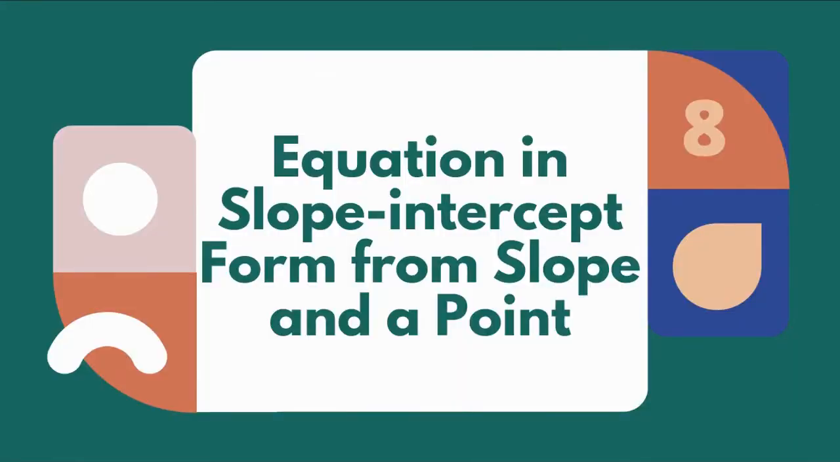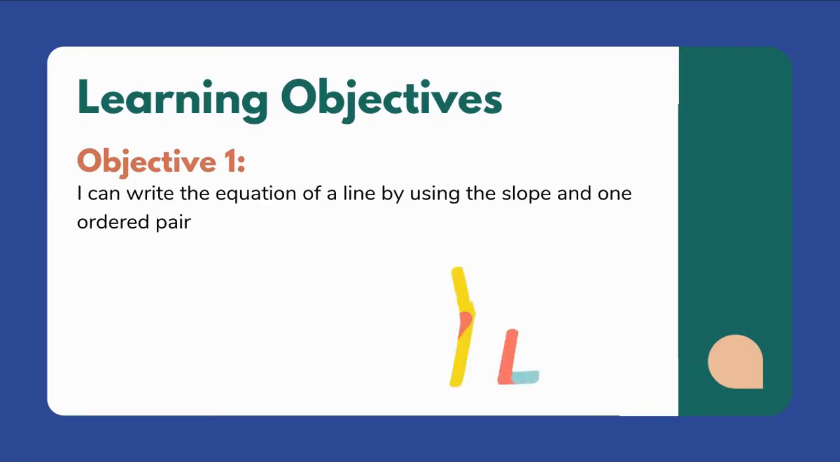This time our video is focusing on finding the equation of a line in slope-intercept form from a slope and a point. So our learning objective for this video is we can write the equation of a line by using the slope and one ordered pair.